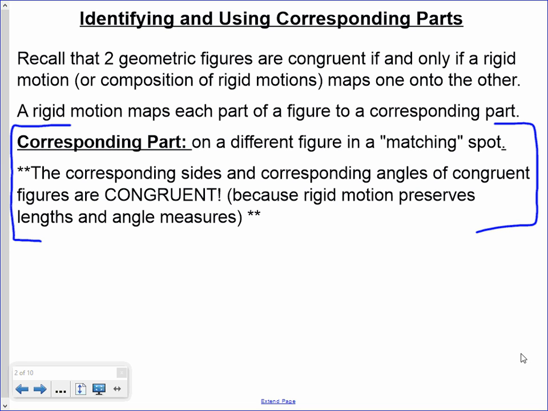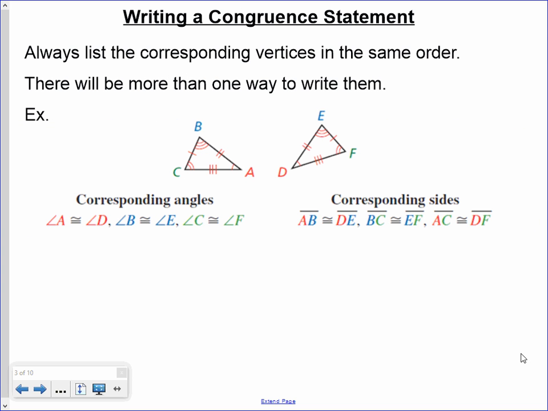So what's coming up next here on the slides is we're going to look at some figures and try to pick out the corresponding angles and corresponding sides that would be congruent to each other. I'm going to keep going here, and if the sub needs to pause this slide for a second, more than welcome to, but I'm going to keep going for right now. You don't have to write any of this down.